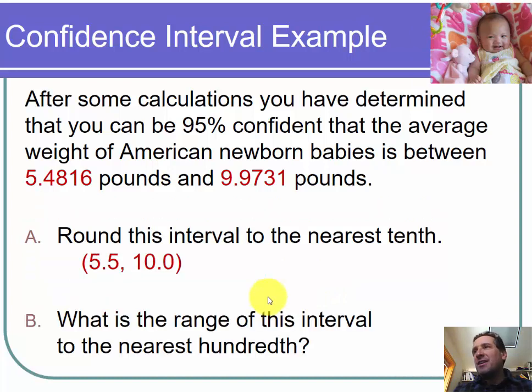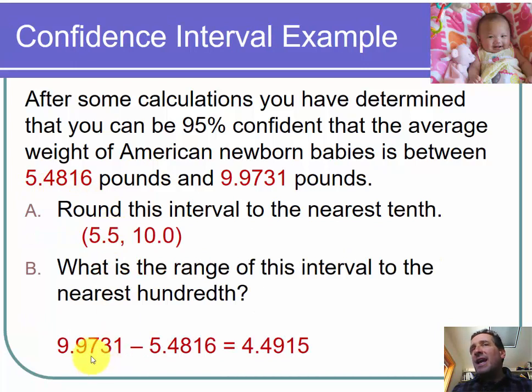Now let's look at the second question. What is the range for this interval to the nearest hundredth? To find a range, we have to subtract. We take the larger number, 9.9731, minus the smaller number, 5.4816. I put that in my calculator, and when I subtracted, I got 4.4915. And that is a number we're going to have to round to the nearest hundredth.